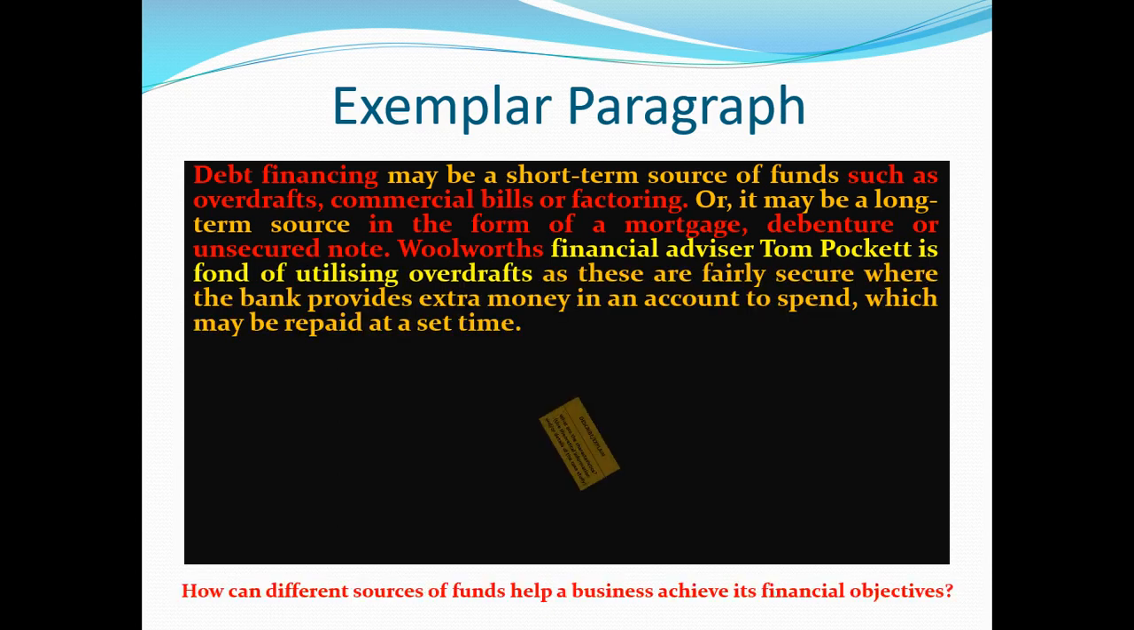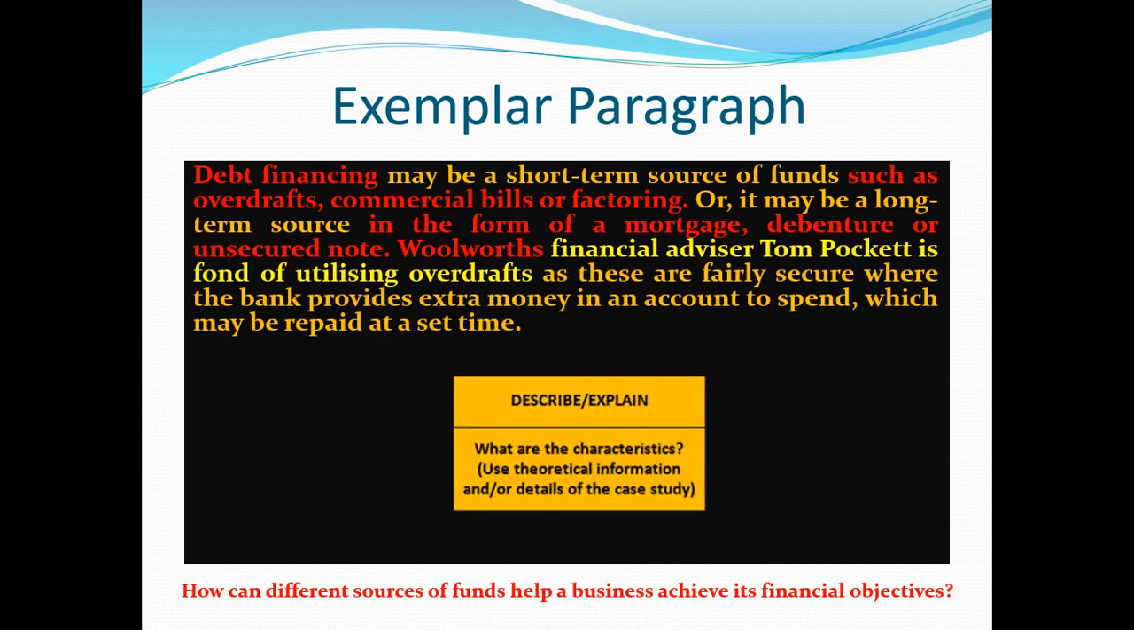We then step back into more orange, and the orange and the yellow don't really stand out, so I apologise for that. But we step back into some orange, which is more explain and the characteristics. We're describing what an overdraft is. So they're fairly secure, where the bank provides extra money in an account to spend, which may be repaid at a set time. It will be repaid at a set time. That's a bit of a definition. So we've just explained what an overdraft is.